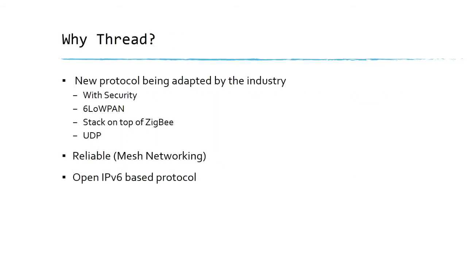Why Thread? It's a very new protocol being adopted by the industry, and it has a lot of security features built in, and it's a 6LoWPAN based protocol, and it's a stack on top of Zigbee, which means it's much more reliable, and it supports mesh networking, and it supports UDP, which makes it unique, and it's easy to develop anything on top of UDP, and it's an IPv6 based protocol.